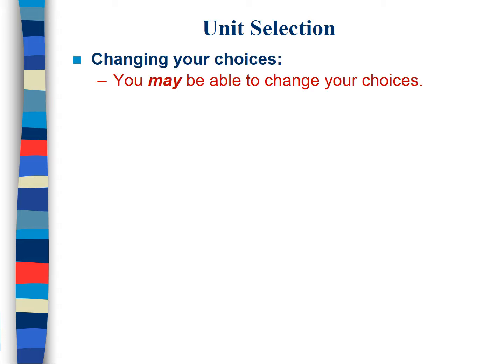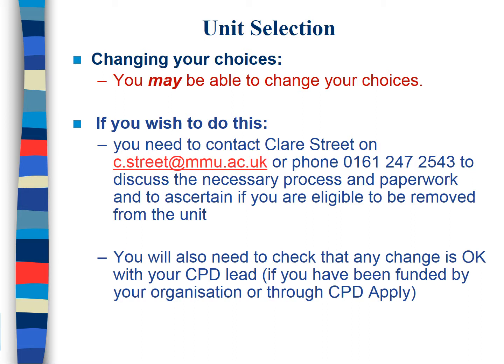Changing your choices. Occasionally things do not go to plan, and you may need to withdraw from a unit or change your choice, and you may be able to do this. If you wish to do this, contact Clare Street on the email address noted on screen, or phone her on the phone number also indicated, to discuss the necessary process and paperwork, and to ascertain if you are eligible to be removed from the unit. You will also need to check that any change is okay with your CPD lead if you've been funded by your organisation or through CPD Apply.